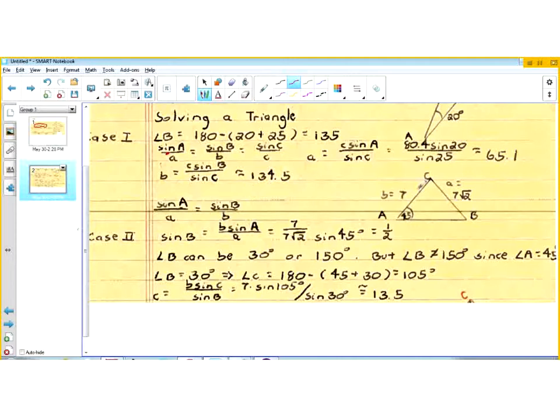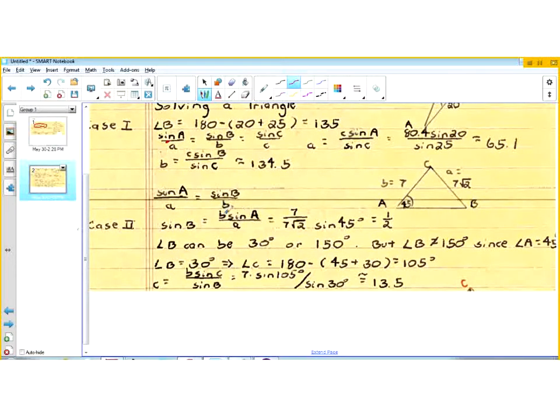something different happens when we try to solve a triangle. So look at this particular triangle. We have the measure of angle A is 45 degrees. The side opposite, in other words, lowercase a, is 7 times the square root of 2, and b is 7. So using the law of sines, we would expect the sine of A over a is equal to the sine of B over b. And so we can solve for the measure of angle B ostensibly.